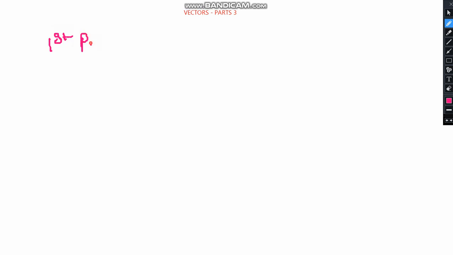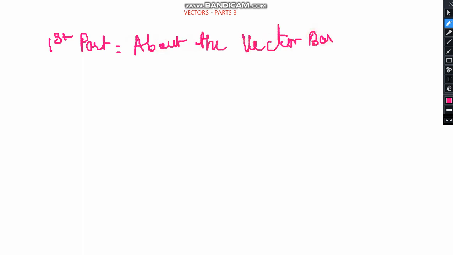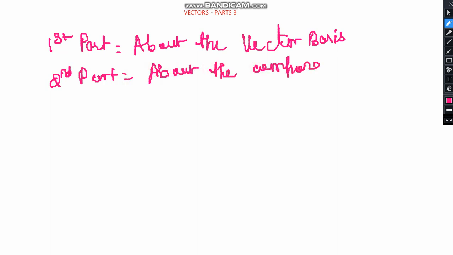So in the first part we have learned about the vector basics. In the second part we have learned about the components, or vector representation. We call that vector representation: how we represent a vector through i cap and j cap, one of the most important chapters.